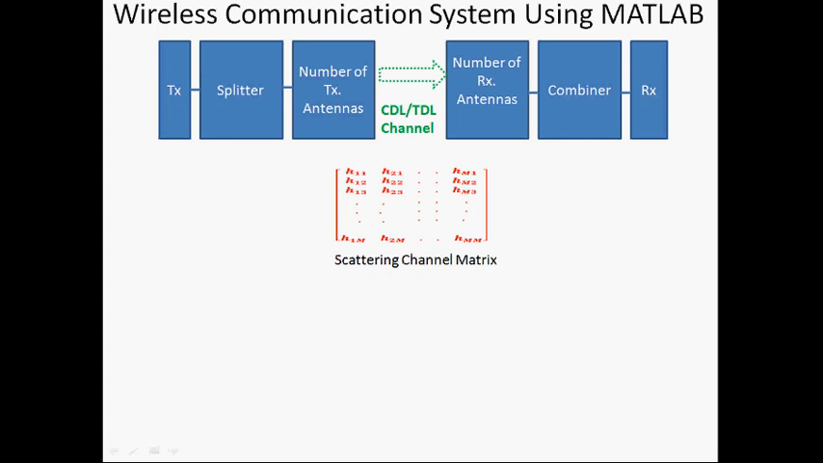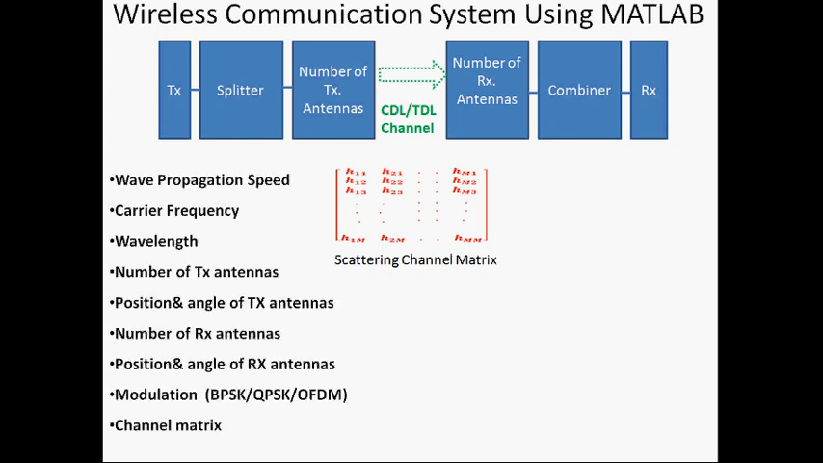Here at the transmitter side we need to know about the transmitter, splitter, number of transmitter antennas and channel, number of receiver antennas, combiner and receiver. Now this is the scattering channel matrix. Columns represent the transmitter, rows represent the number of receiver antennas, and columns are the number of transmitter antennas. Now here primarily we need to define the wave propagation speed.